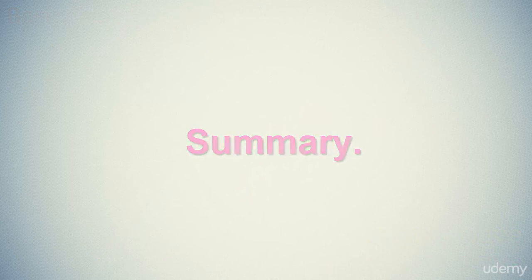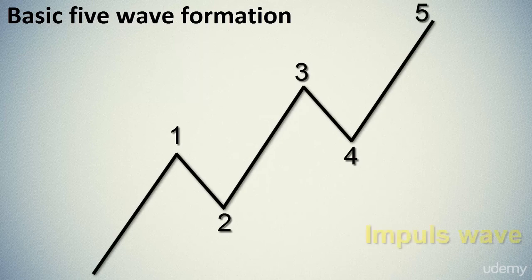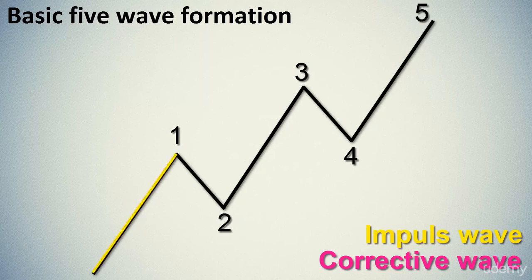Summary. In this lesson, you learned about the structure and the specificity of the most important formation which Elliott had described. To sum up, impulse waves and corrective waves are different from each other concerning the structure and a role they play in the 5-wave formation.